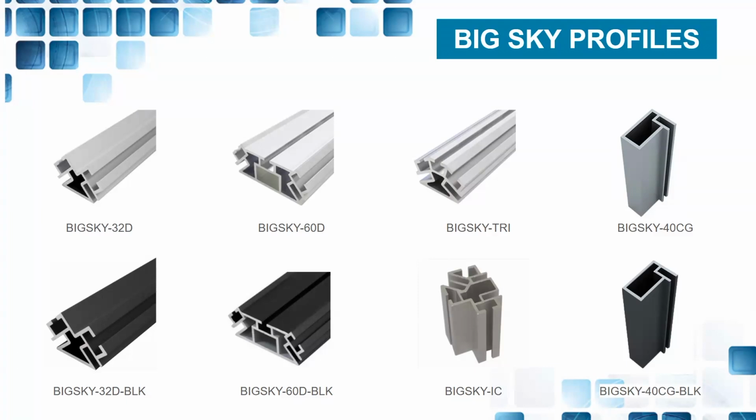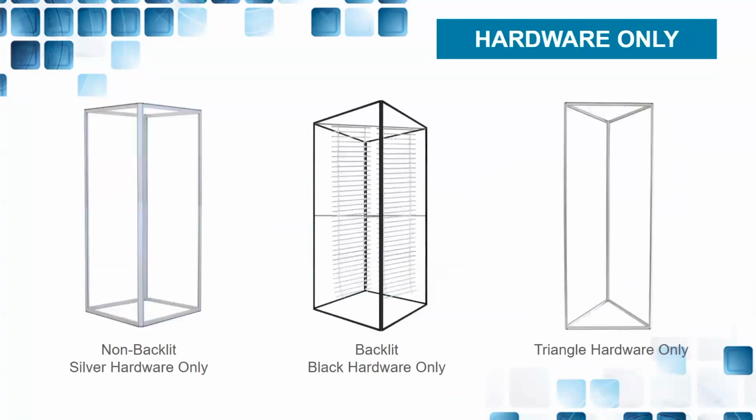You have the IC, which is an inverted extrusion that allows you to create the inverted tower connections. And then what you see as far as the Big Sky 40CG is concerned to the far right, both in silver and in black, these are the horizontal beams that span from one vertical to the other in order to house the silicone edged graphic and to complete the display's build when being constructed.